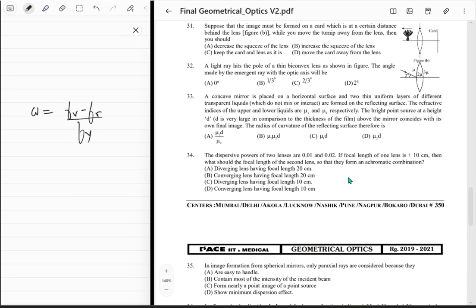So dispersive powers of these two lenses are 0.01 and 0.02. If the focal length of one is plus 10, then what should be the focal length of the other, so that they form an achromatic combination? What?